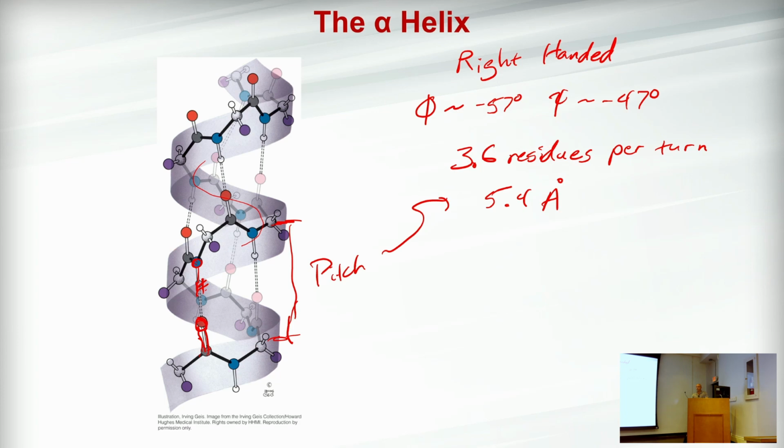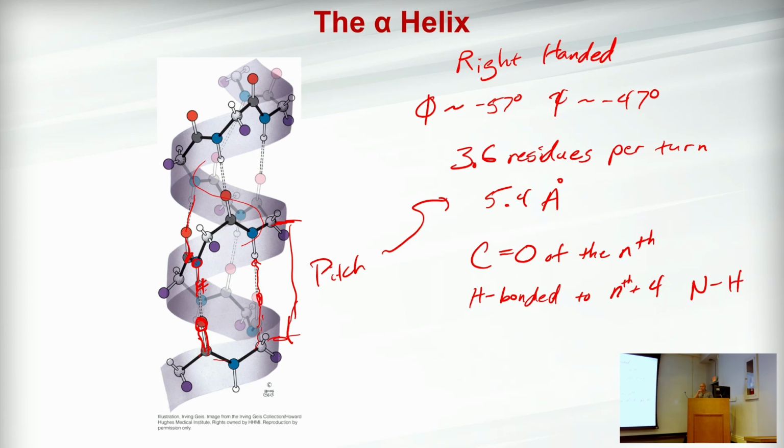Is one hydrogen bond a lot? Not really. But look what the protein can do. Every single carbonyl is hydrogen bonded to an NH of another residue. We say it like this: the CO of the nth residue is H bonded to the nth plus 4 residue, the nth plus 4 NH.